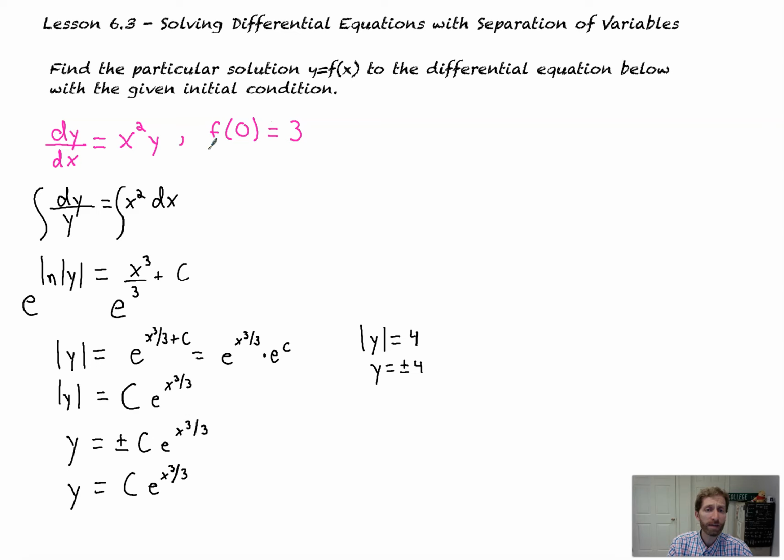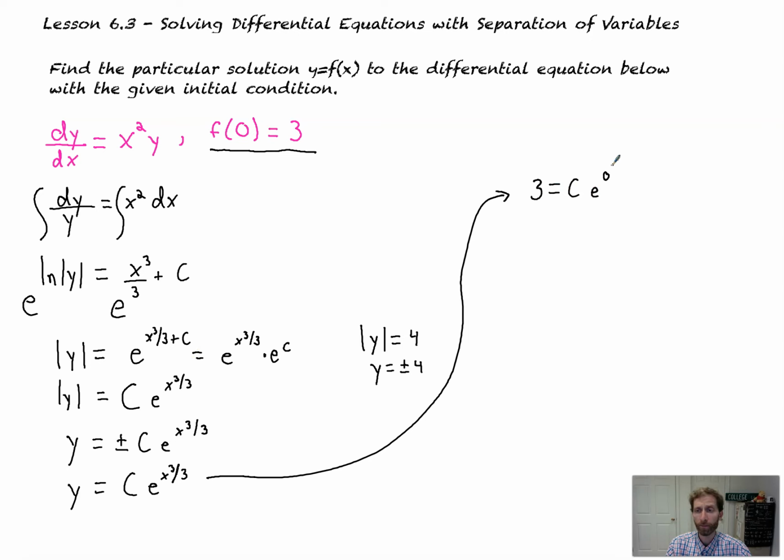How do we solve for c? We use that initial condition. So I'm going to take this and we'll go over here. And that just means plug in for y and plug in for x. So 3 equals c e to the 0 cubed over 3. Well, e to the 0 cubed over 3 is e to the 0 or 1. So c equals 3. And of course, we're going to evaluate c back into the function. So that's 3 e to the x cubed over 3.